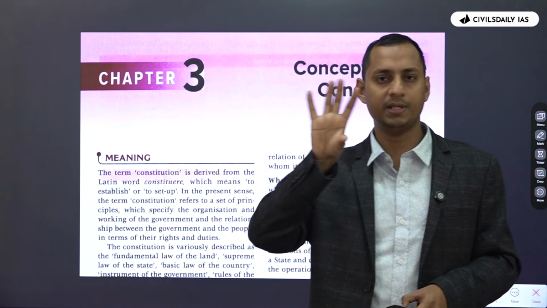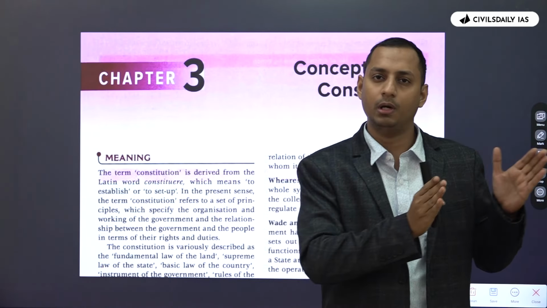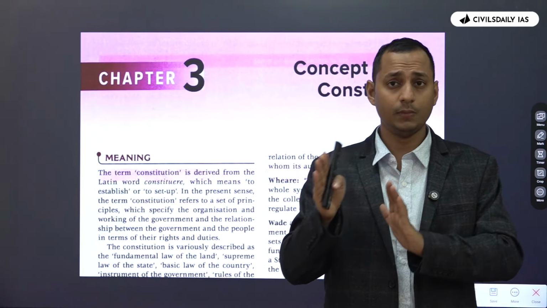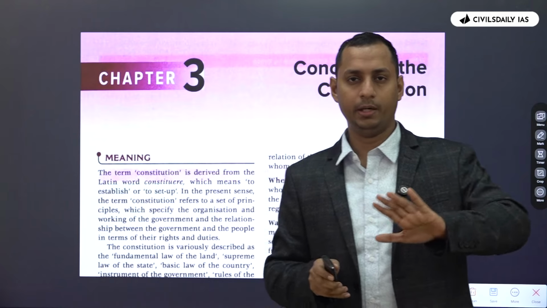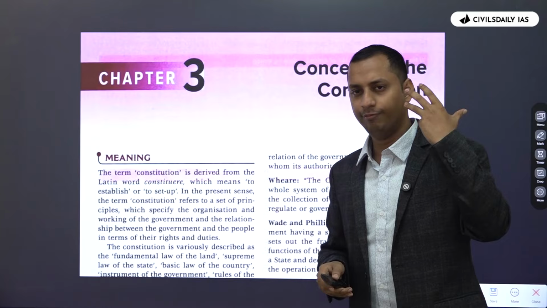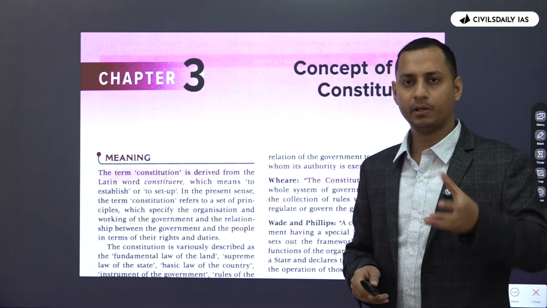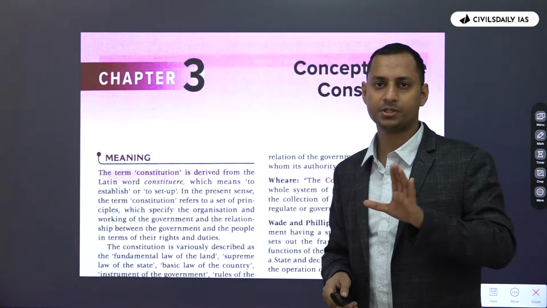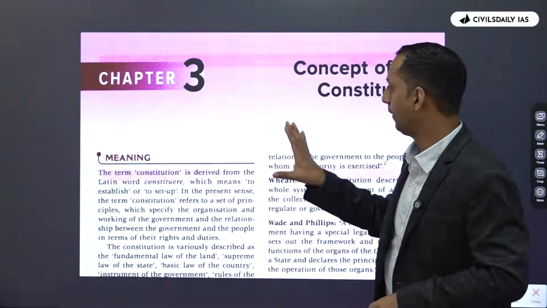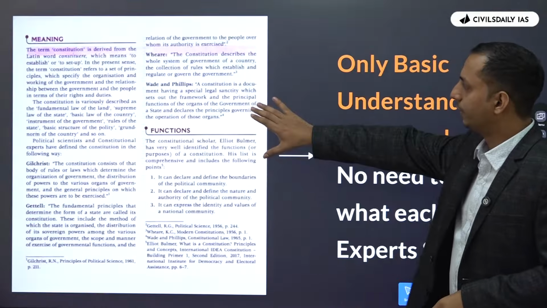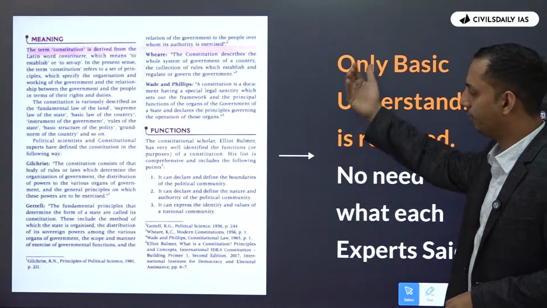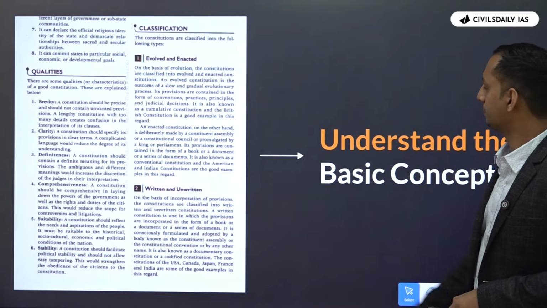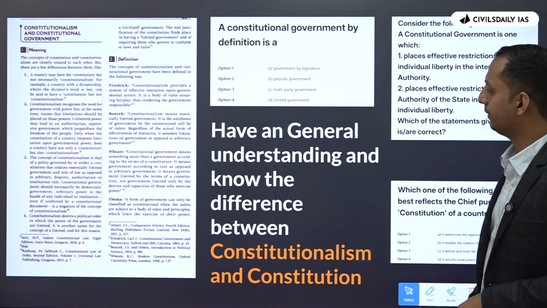You just need to have a very basic understanding regarding the difference between what is a constitution, what is constitutionalism, and what is a constitutional government. You don't have to have very detailed knowledge, but if you're reading Lakshmikanth for the first time, this is the chapter you need to start with. So what do you need to do? You can just go through the meaning, functions, and everything, just to have a basic understanding of the basic concepts.